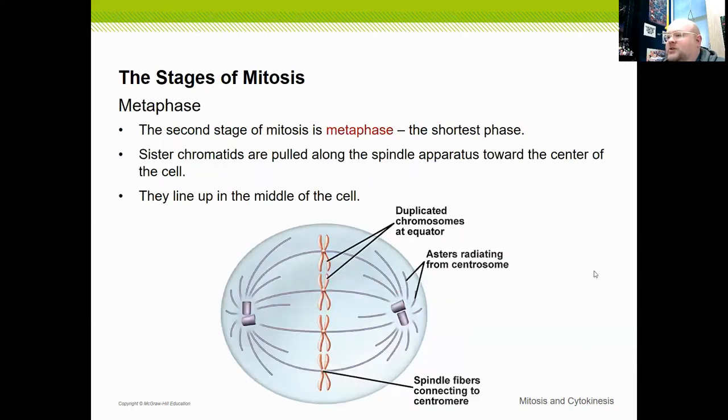During metaphase, which is the second stage of mitosis and actually the shortest phase of mitosis, sister chromatids are pulled along the spindle fibers from the spindle apparatus towards the center of the cell, and they line up in the middle of the cell here. We call this organized line of chromosomes the metaphase plate. Okay, so that's metaphase.